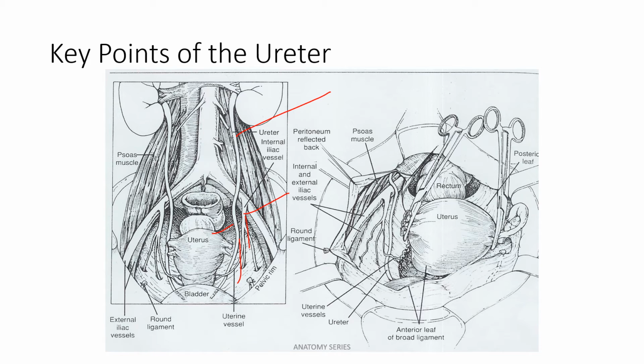This artery is going above the ureter and it is supplying the uterus. So the uterine artery lies over the ureter. The ureter goes below the artery. So we normally say there is water under the bridge. So this is how you can remember that the water is the ureter, which lies under the uterine artery.